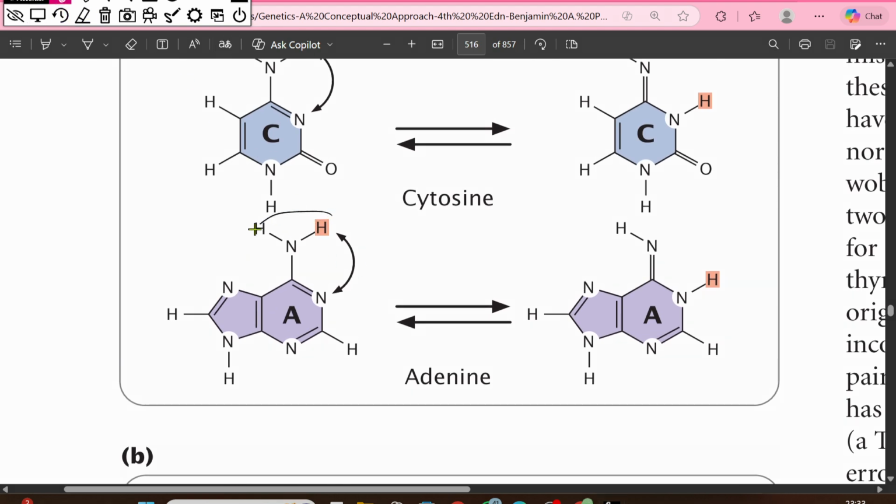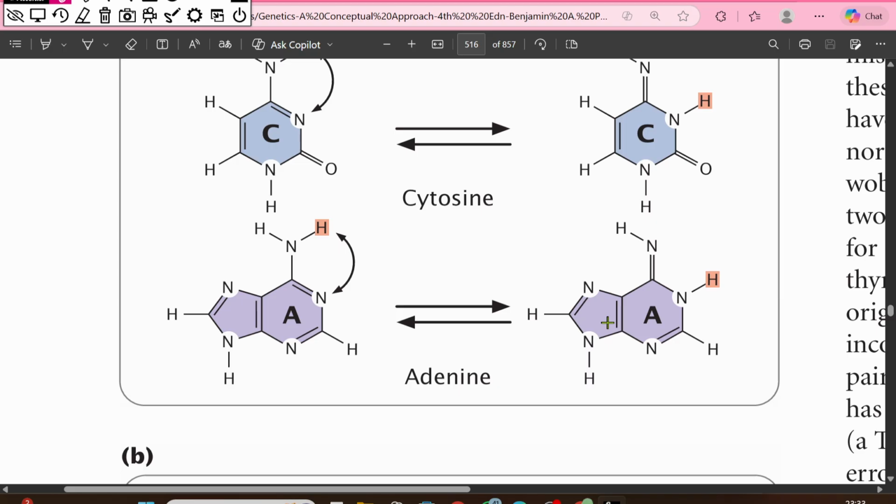So this is your amino form and this is your imino form. So this can also occur. This is all because of the tautomers so formed, but these tautomers which are formed are very unstable in nature, and because they are unstable, the tautomeric shifts are also very rare.